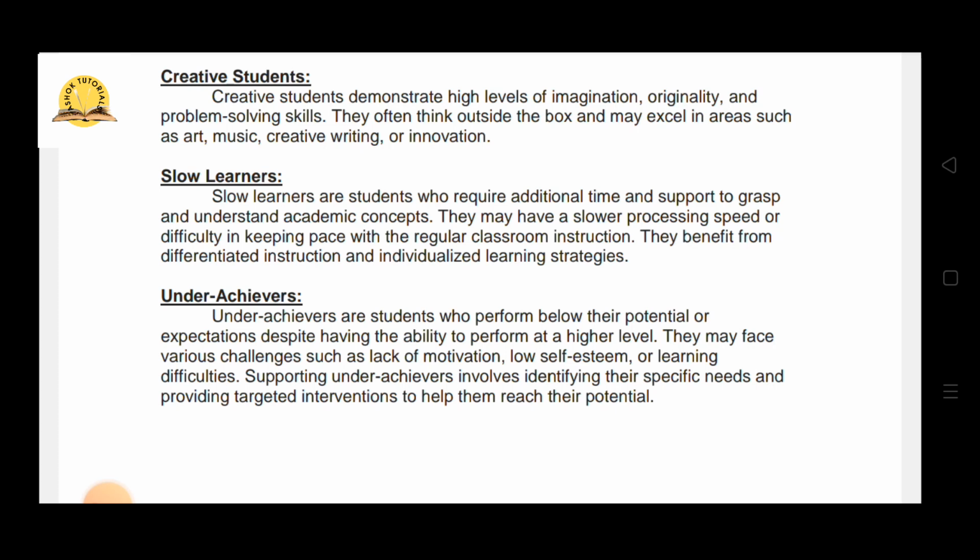The other students, the normal, average students, will understand, but for slow learners it will be very difficult to understand, right? They may have a slower processing speed or difficulty in keeping pace with the regular classroom instructions. They benefit from differentiated instructions and individualized learning strategies. What do we say these days? Your processor is slow, we say, if somebody is not responding immediately. So here, slower processing speed means their mind is not able to process what is being said to be done.